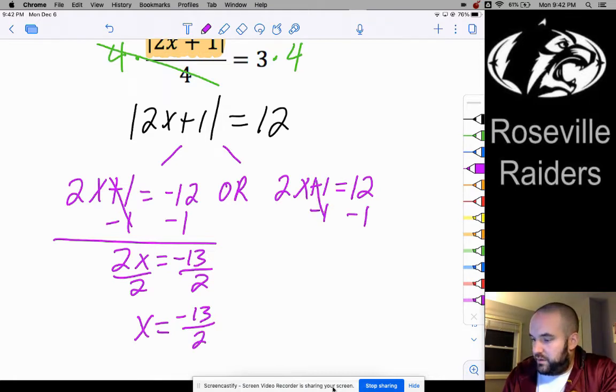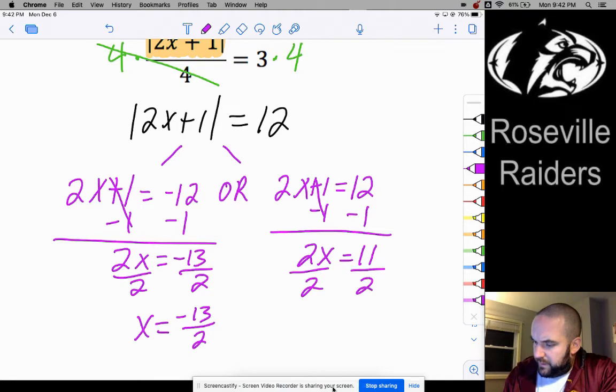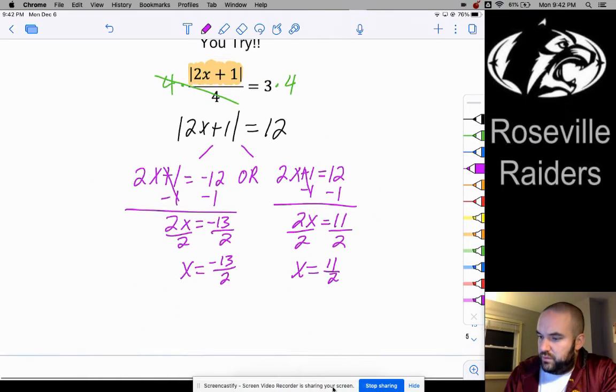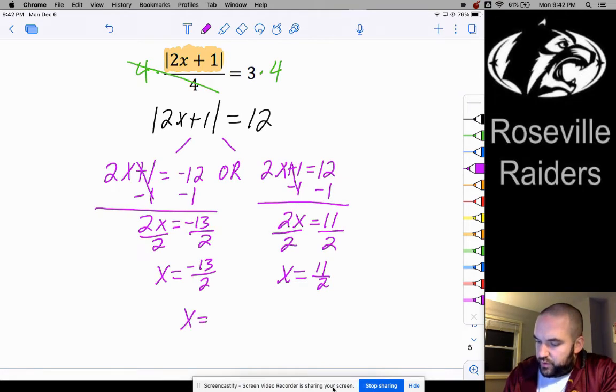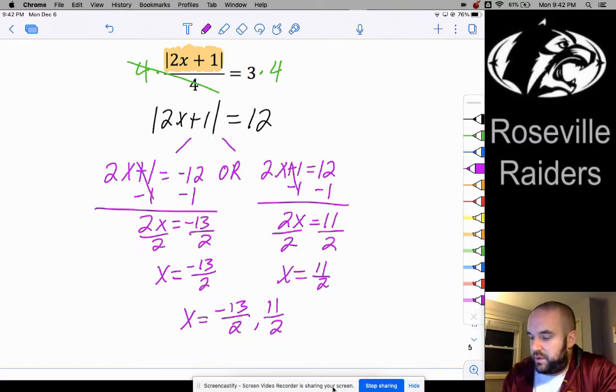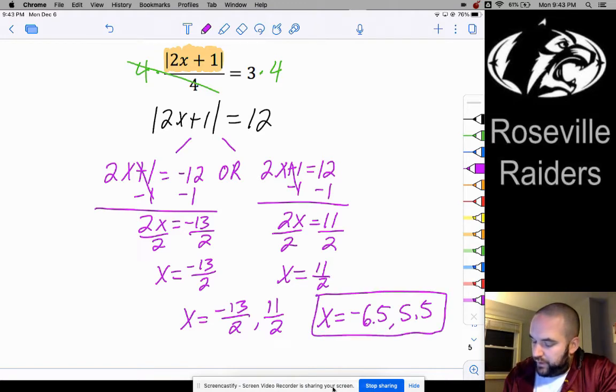If I subtract 1 here, 12 take away 1 would be 11. Again, divide by 2 on both sides. 11 divided by 2 is 5.5, or you can call it 11 over 2. So a couple options here. You could do negative 13 halves, comma, 11 over 2, which is how Math Excel or most programs would want you to type it in. Or you could say x equals negative 6.5, comma, 5.5. Both are exact answers, so we are good in either sense.